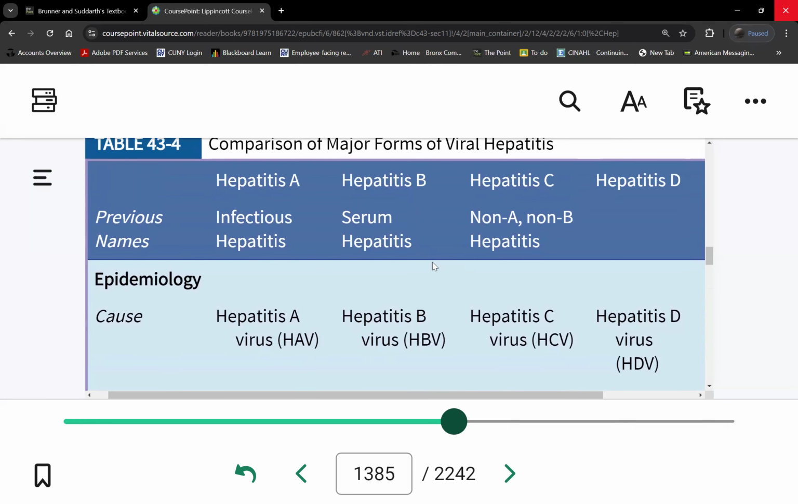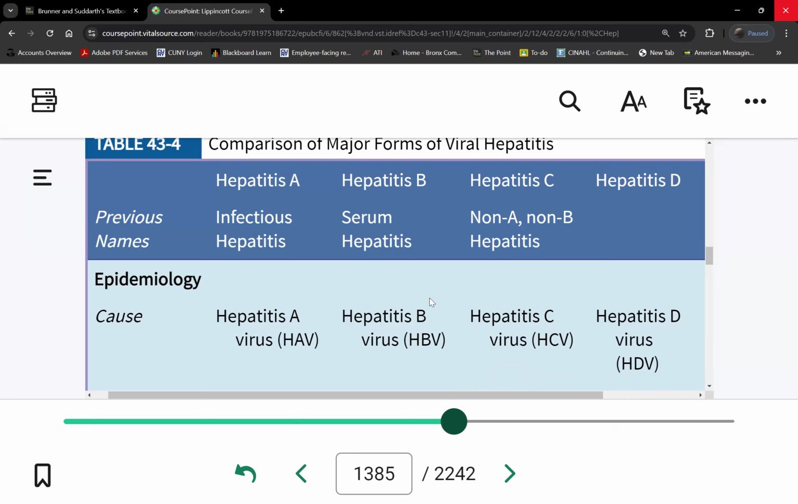Now, B and D are also related because you cannot get D unless you have B previously contracted. It's like reverse RNA, meaning the D needs B in order to enter the liver cell. Meaning if you're exposed to D, but you don't have hepatitis B already in your bloodstream, you cannot get infected, because it can't enter. It needs the help of the B virus.